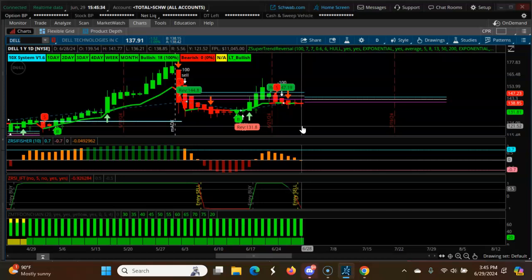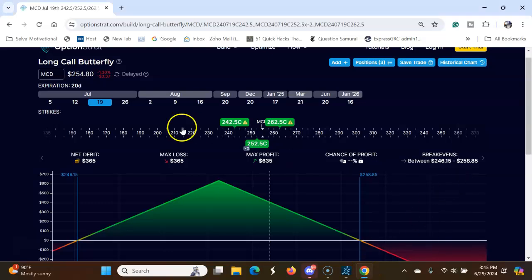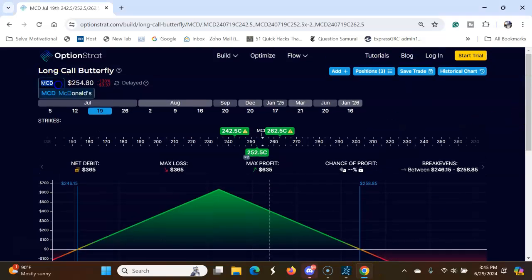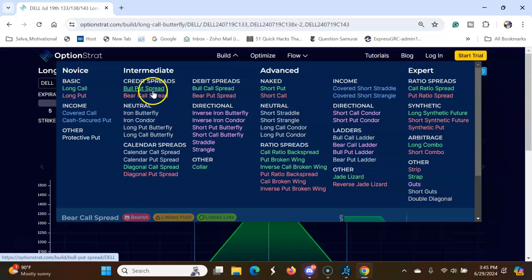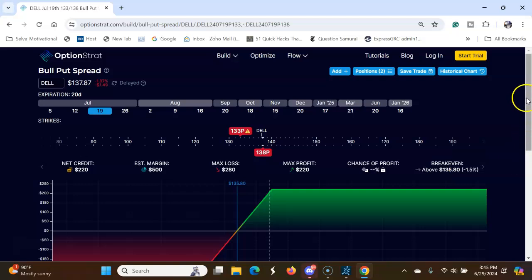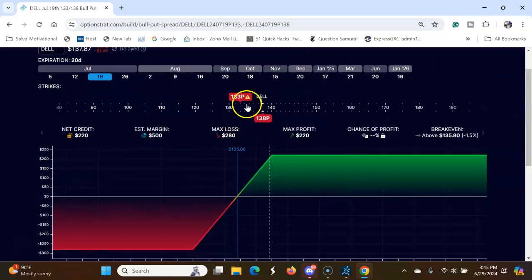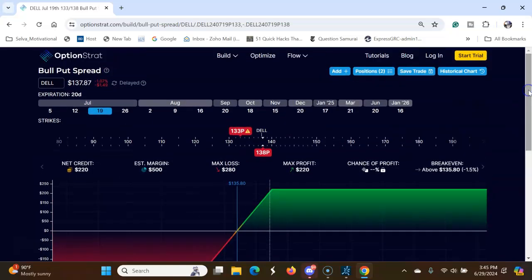Okay, so now how do we trade this? Okay, let's go back here. So we want bullish. Let's say Dell. So we want to put a bull put spread. Okay, you want 220 credit is a good one. Stock 135, goes up, you'll make money.